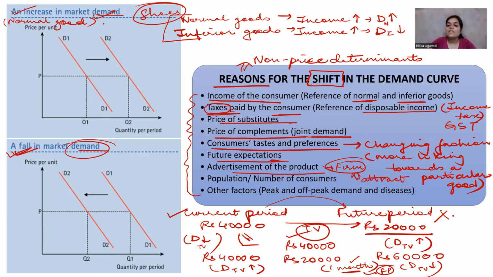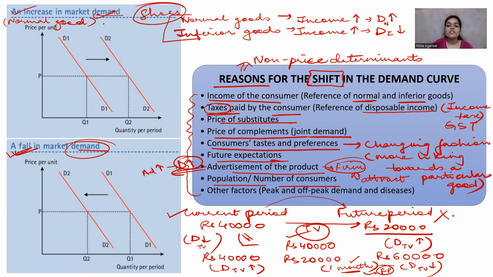In case of advertisements, obviously customers will be attracted towards that particular good and they will buy that particular good. So for any firm to attract customers, they increase advertisement. That will lead to an increase in the demand for that particular good, and the demand will shift rightwards.